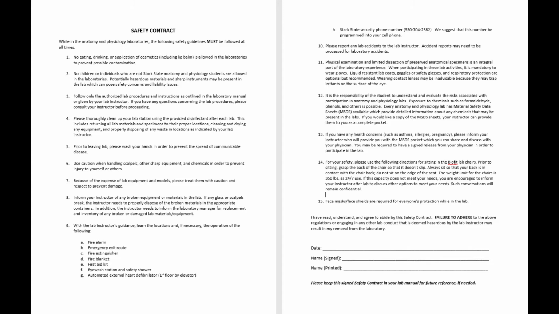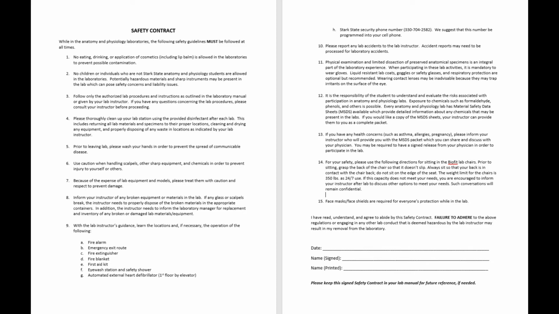12. It is the responsibility of the student to understand and evaluate the risks associated with participation in anatomy and physiology labs. Exposure to chemicals such as formaldehyde, phenols, and others is possible. Every anatomy and physiology lab has the material safety data sheets, the MSDS, available, which provide detailed information about any chemicals that may be present in labs. If you would like a copy of the MSDS sheet, your instructor can provide them to you as a complete packet. Note, the location of the MSDS sheets will also be noted in the tour video.